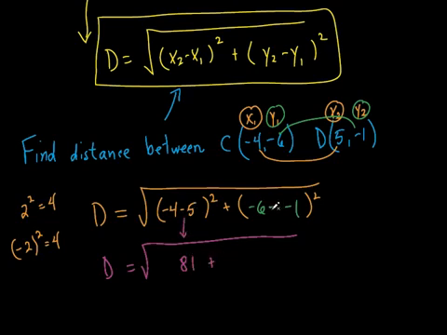Then you put a plus. What's this? -6 minus a negative. Minus a negative is the same as plus. -6 plus 1 is -5. But if I square a -5, I get a positive 25.